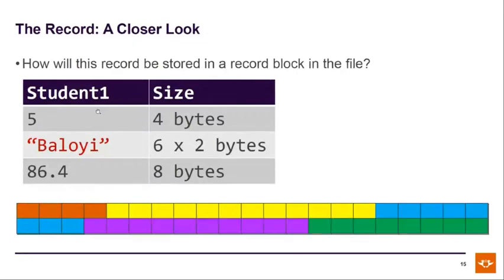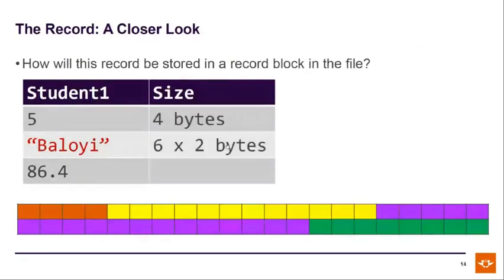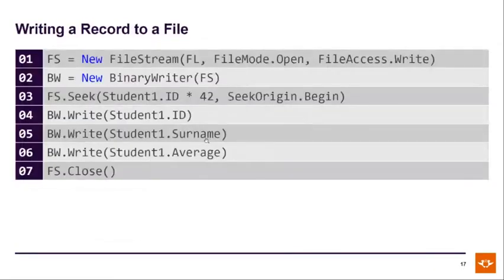So in this case, for our student, we know the structure is ID, surname, average. And because of our fixed VB string, we know that this is going to be 4 bytes, 30 bytes, 8 bytes, which comes up to a total of 42 bytes if everything is being consumed or used. So we take the identifying attribute, multiply that with the total amount of bytes that are being expected, or the maximum amount of bytes being expected, and then we search for this spot from the beginning of our file.